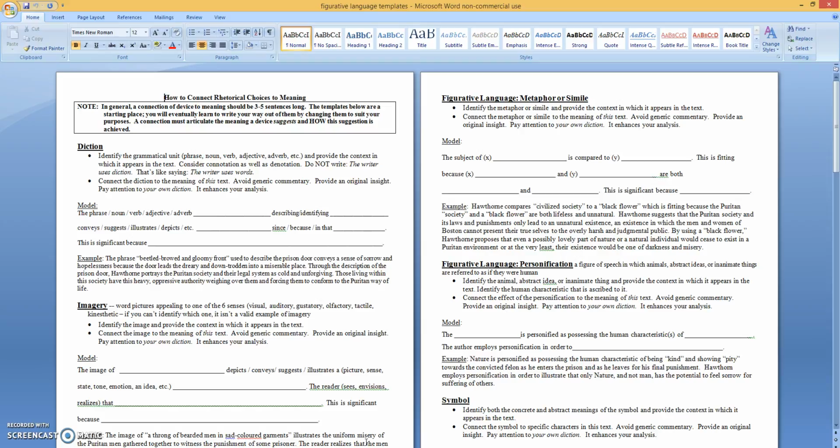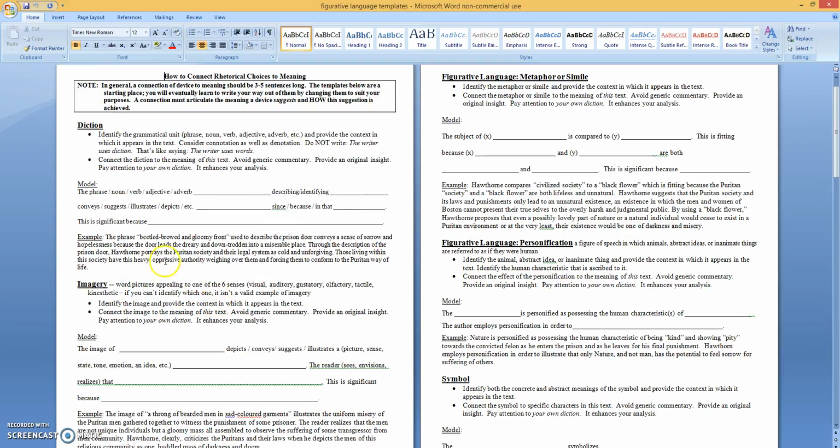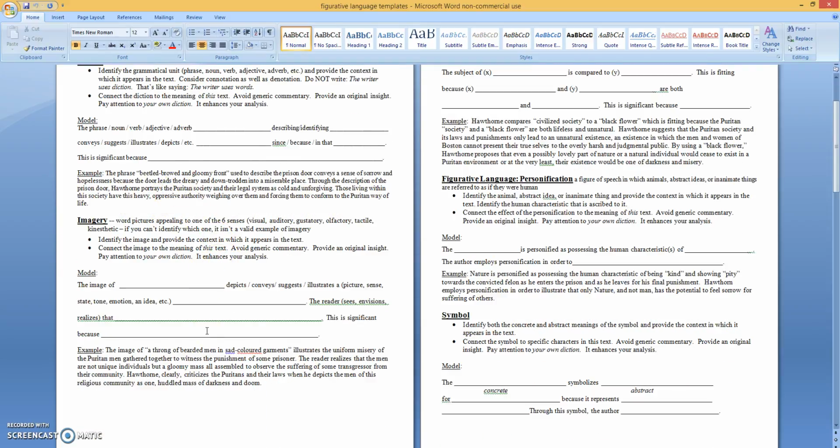So if you're trying to talk about the powerful diction that he uses, for example, you could use this template. Just change it up a bit. This is not a straitjacket. This is just a guide. It helps students who struggle with embedding textual evidence. And each template, I should say, has an example of a properly embedded piece of evidence.